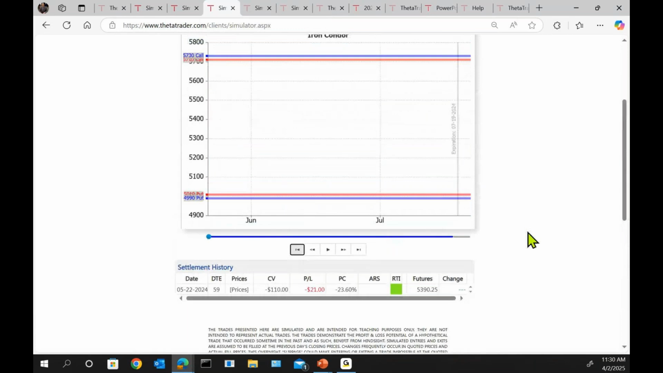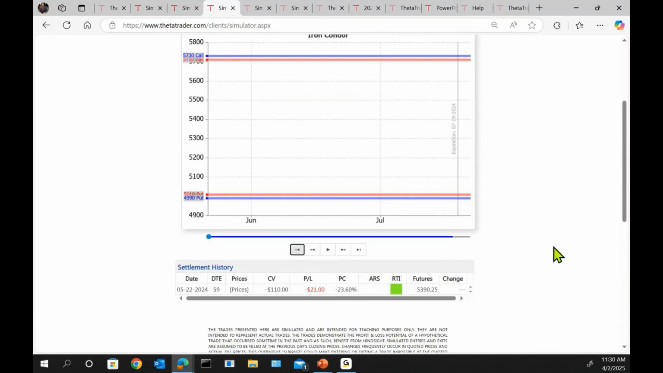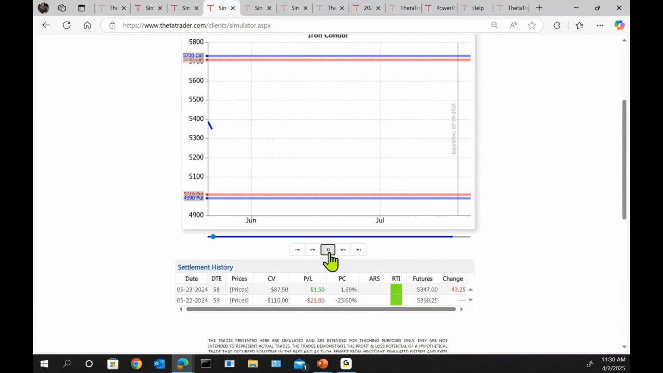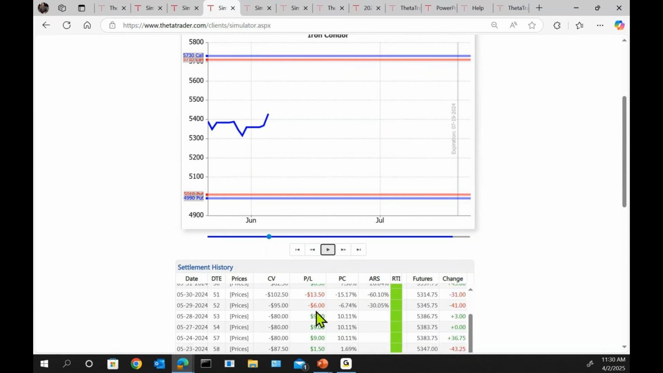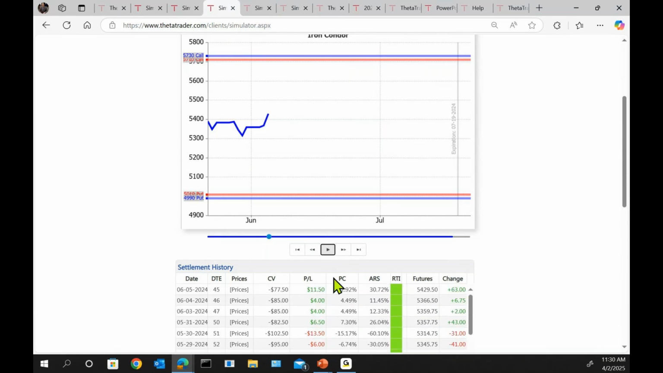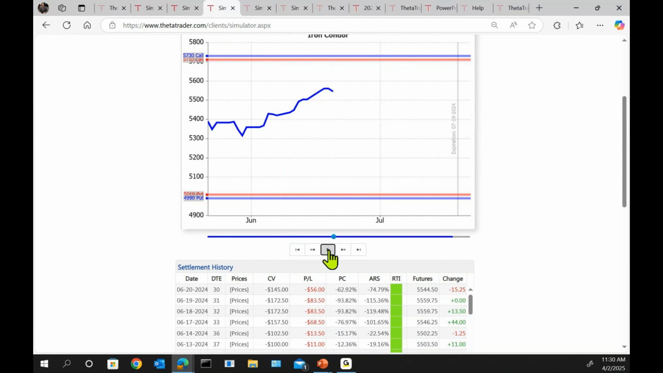So here's another example. This is a July week 3 expiration, and it's a condor. I sort of forget what happens here. Trade goes a little negative, but still everything's green, do nothing. Starting to run higher and higher, still negative, but that's okay. So far so good. ThetaTrader says do nothing.